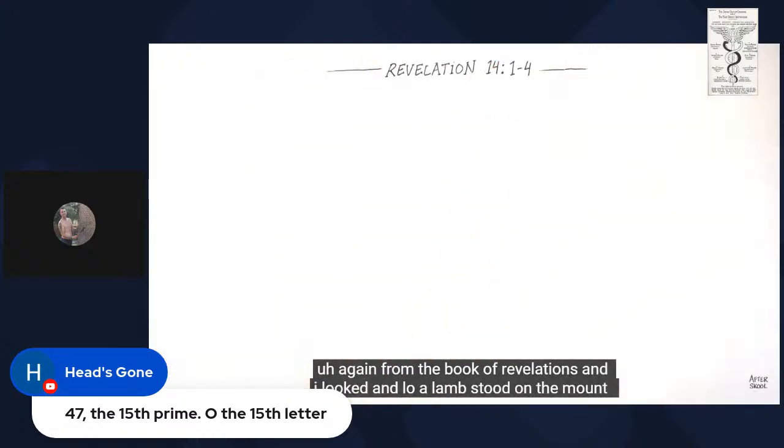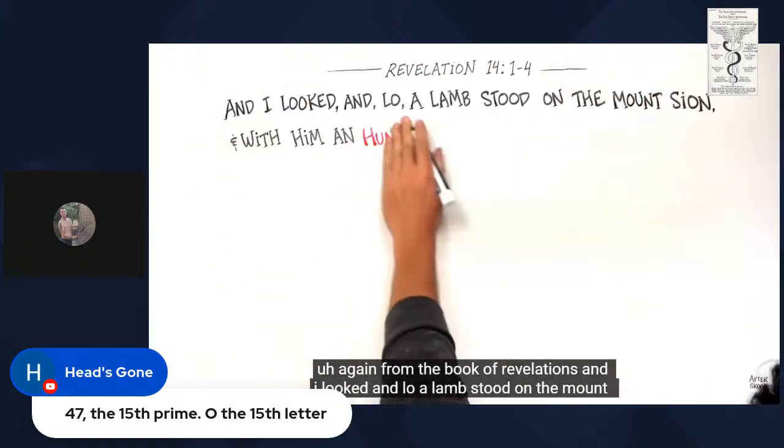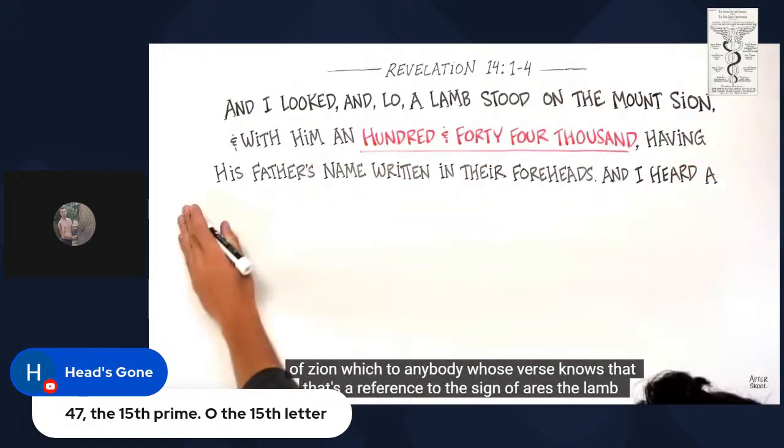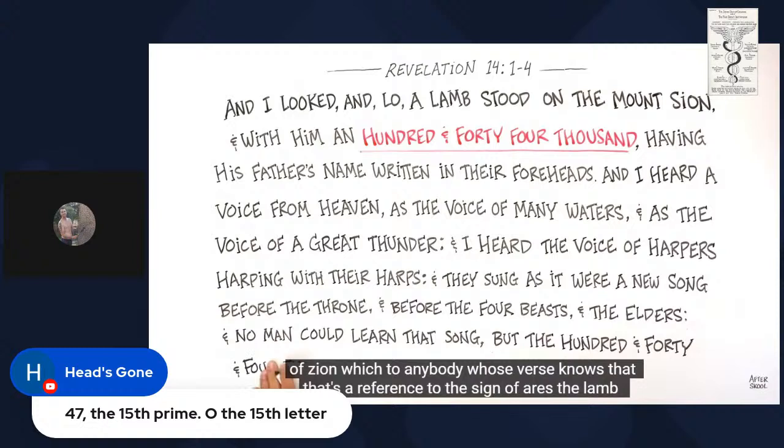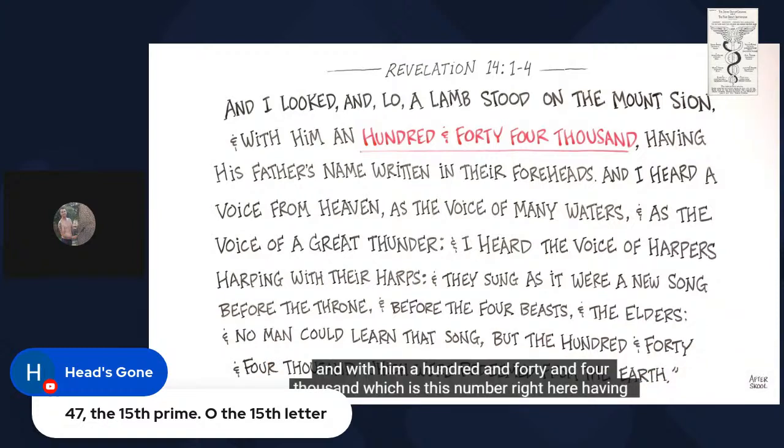Again, from the book of Revelations, "And I looked, and lo, a lamb stood on the Mount of Zion," which to anybody who's versed knows that that's a reference to the sign of Aries, the lamb. "And with him 144,000, which is this number right here, having his father's name written in their foreheads."